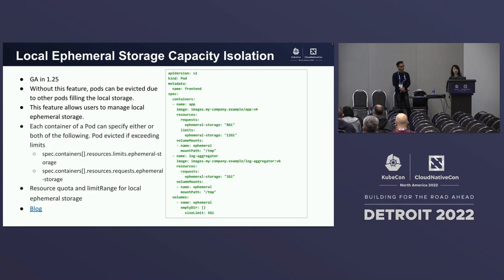The second feature moved to GA is the local ephemeral storage capacity isolation. This feature was introduced back in 1.7 release, so it's been quite a while now. Pods use ephemeral storage for scratch space or for caching or saving logs. But the pods could be evicted because other pods are filling the local storage space. So this feature allows users to manage local ephemeral storage just as they manage their memory and CPU. Each container of the pod can specify the limits and the requests. If the pod uses storage more than what is specified in the limits, the pod will get evicted. You can also use this to manage a resource quota for local ephemeral storage.